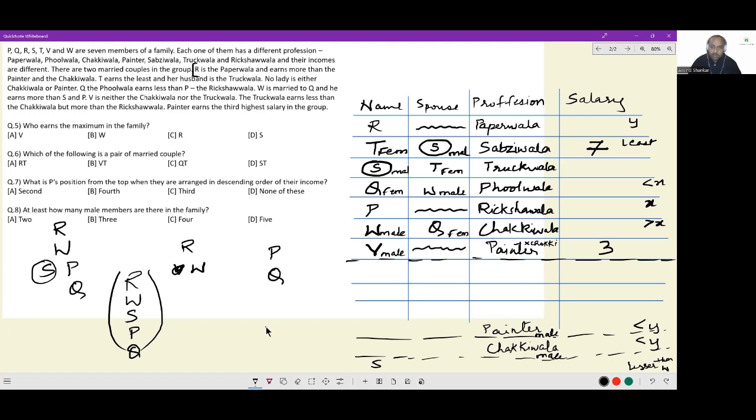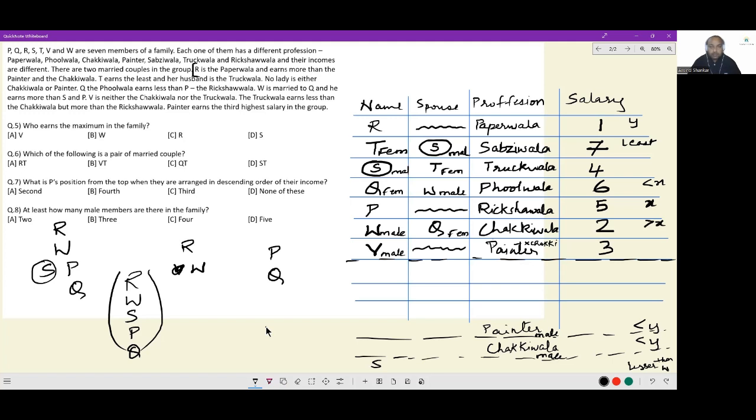There are only 5 ranks left, so that will go. R will have rank 1, W will have rank 2, rank 3 is already present. So S will have rank 4, P will have rank 5, and Q will have rank 6. And now we have the precise ordering of their salaries as well. Let's get to individual questions.